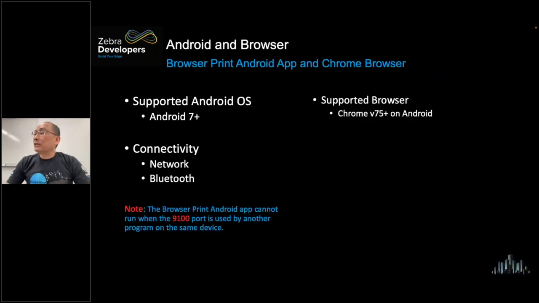Now let's go to the client app on the Android. On the Android, it does the same, but it only supports the Chrome browser on Android. The connectivity supported on the Android device would be network or Bluetooth. The USB, some Android devices provide the USB dongle, is not supported. We cannot connect the USB dongle to the printer. And on the Android device, we need to make sure no other app uses the 9100 port.